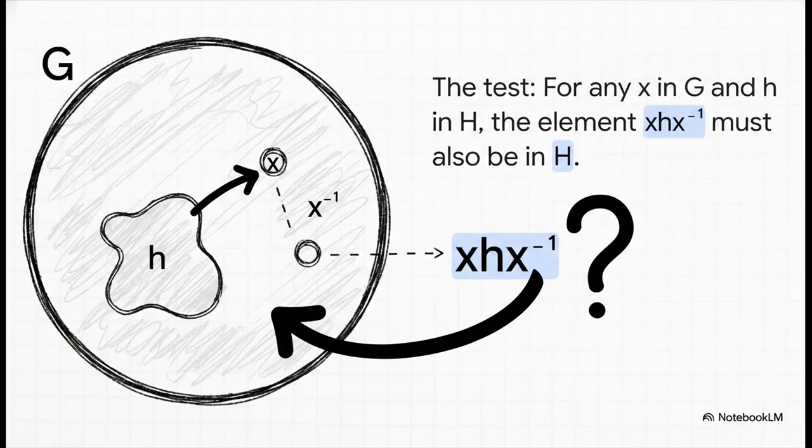So let's isolate this thing and really break it down. What this test says is, you take any element X from the big group and any element H from your subgroup, and you do this little combination, X times H times the inverse of X. The result has to land back inside the subgroup H.